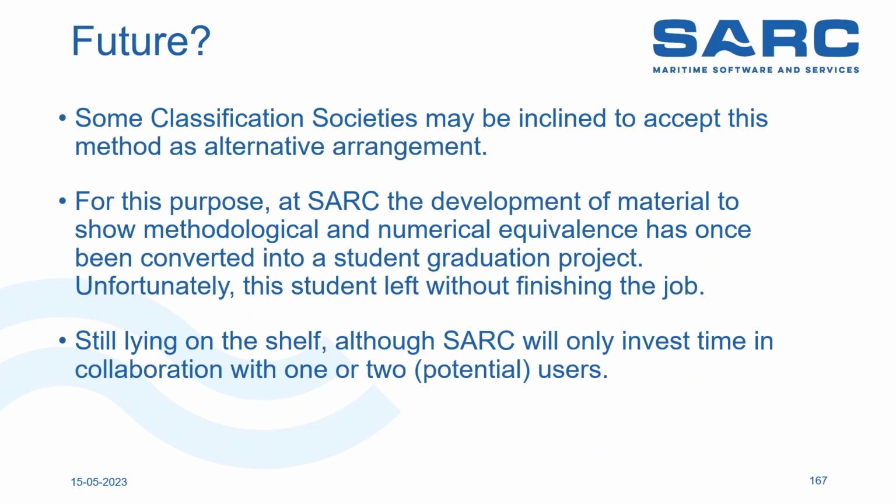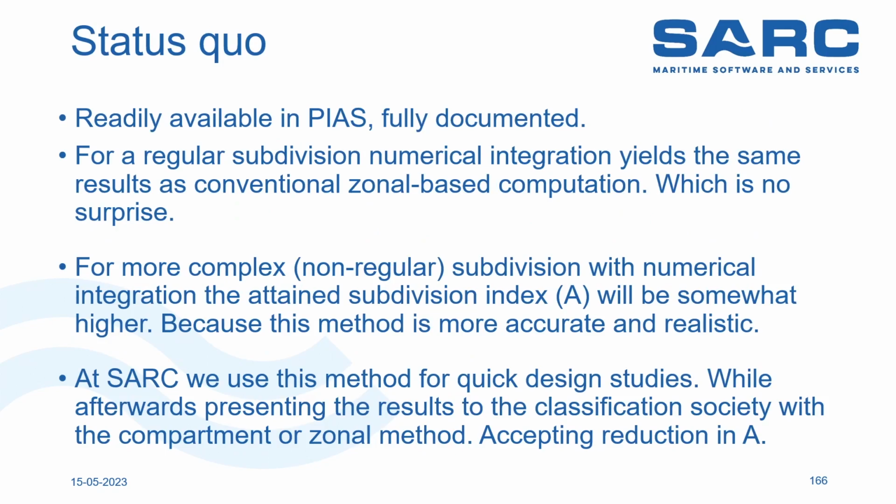As said, it goes too fast. Already available in PIOS, fully documented. Well, I said for regular subdivision, numerical integration yields the same results, which is no surprise, of course. But for more complex subdivision, the attained index will be somewhat higher, simply because it's more accurate.